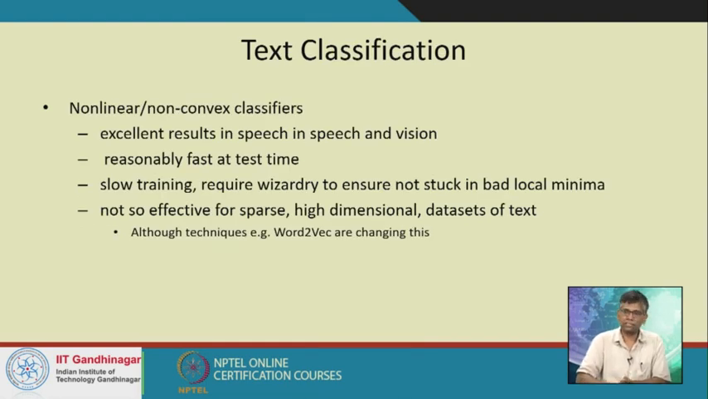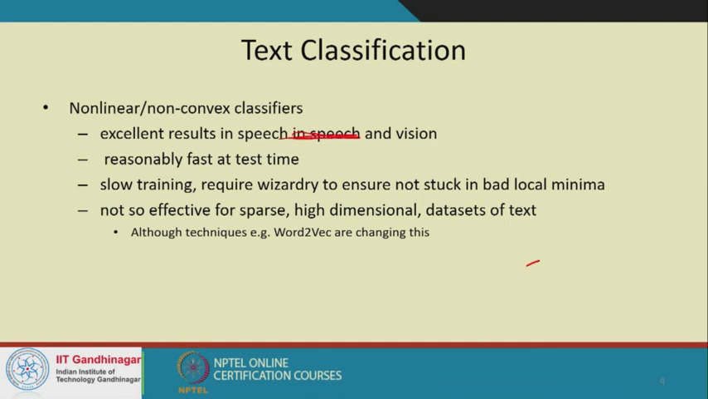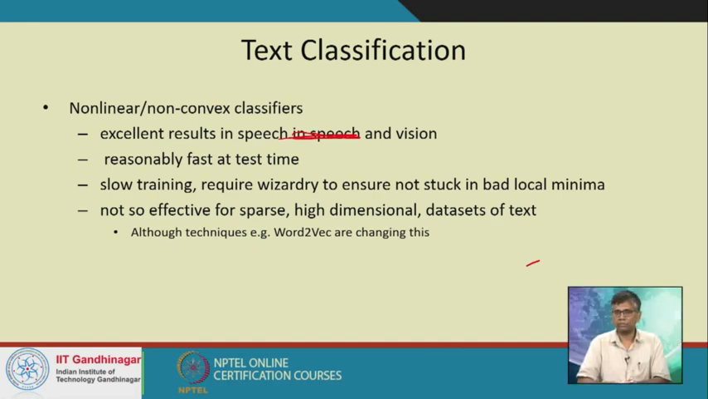So in the text classification setting, right, let's think about what kind of classifiers work best. While nowadays you see a lot of these nonlinear, non-convex classifiers, the deep neural nets, that give excellent results in speech and vision, and these are good because they have very high accuracy. They are also reasonably fast at test time. However, during training time, they can be terribly slow, right? And often they require a lot of thinking and a lot of domain expertise in order to ensure that you don't get stuck in bad local minima. There are a lot of heuristics that you need to know about.